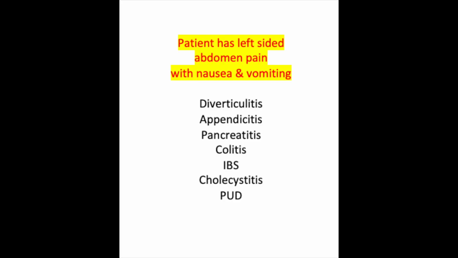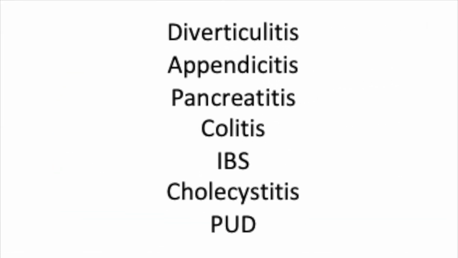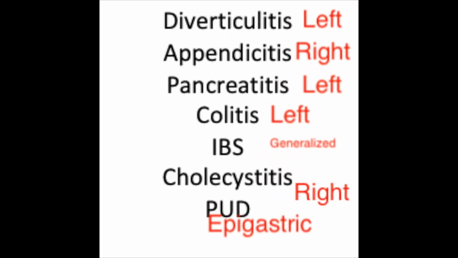One key thing that it's talking about here is left abdominal pain. So when you go through these, you can already start looking at which ones tend to be on which side of the abdomen or the other. I made a little chart here, just a real brief chart of each one. It didn't go into a whole lot of details, but diverticulitis tends to be on the left, appendicitis tends to be on the right, pancreatitis tends to be on the left, colitis on the left, IBS is kind of generalized in the middle a lot of times, cholecystitis on the right side, peptic ulcer disease, epigastric area.